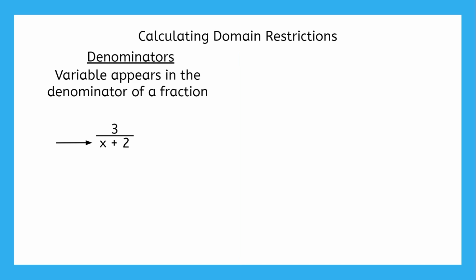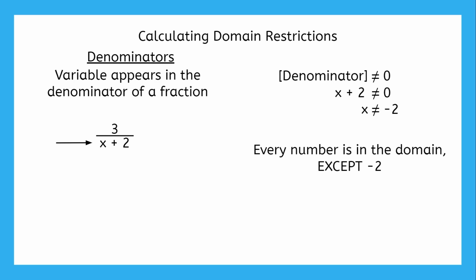For a variable under a denominator, the rule is that the denominator can't be equal to 0. So the way we would find the domain restriction of this function is by taking the entire denominator, setting it not equal to 0, and then solving. In this case, solving is super easy. You just subtract 2 from both sides, and we get that x is not equal to -2. This tells us that every number is in the domain of this function except -2.